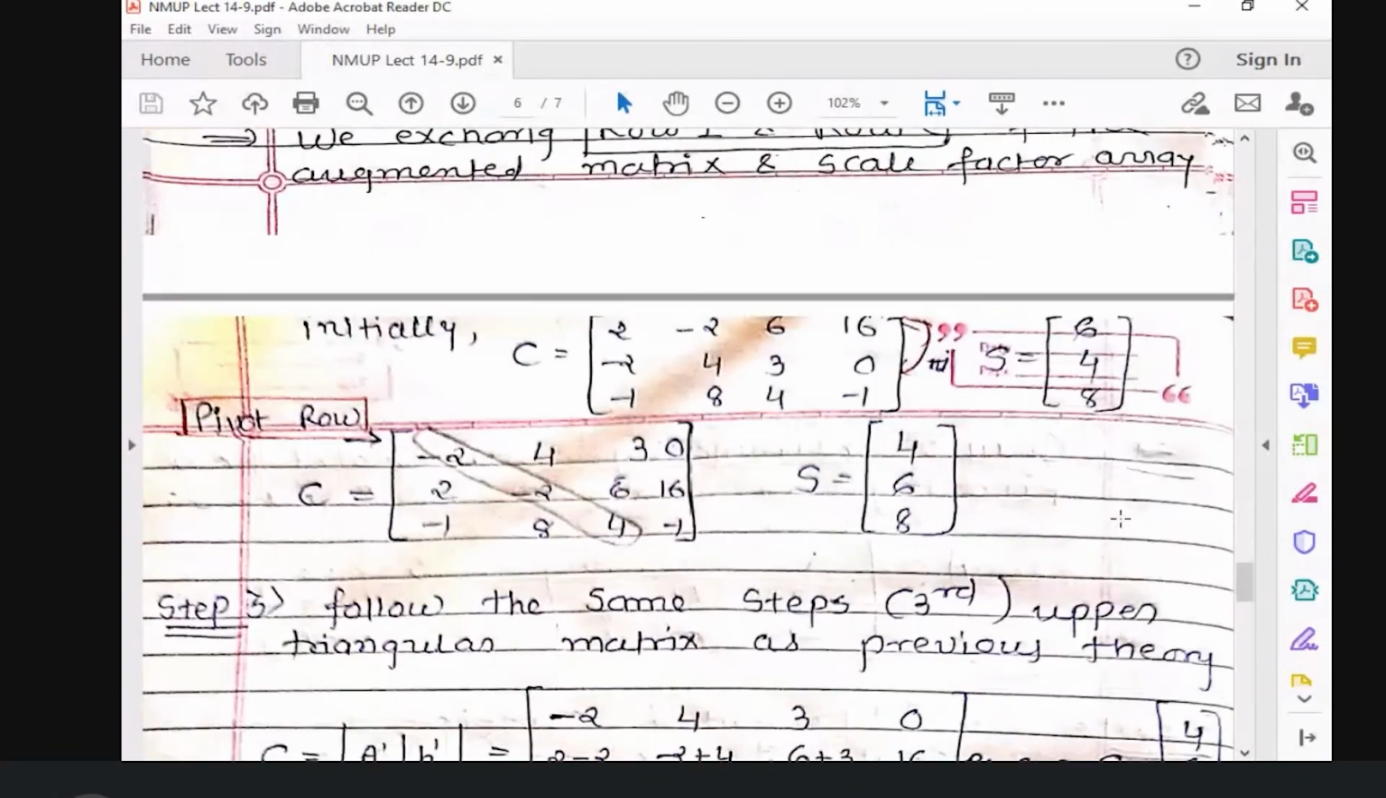So initially, what are the values that we had? C is equal to 2, minus 2, 6 and 16. This one is my original augmented matrix, right? Now we want to make the second row the first and the first row the second, so just swapping these two. My first row is 2, minus 2, 6 and 16 along with the S value, that is 6, which becomes the second row, and the second row becomes the first row. Swapping of this first and second row, right?